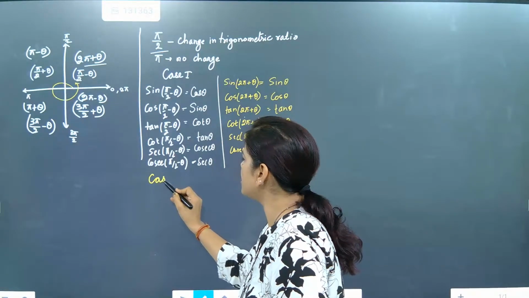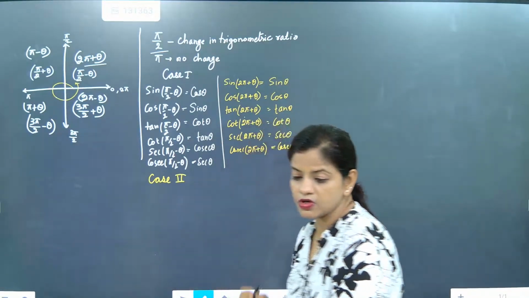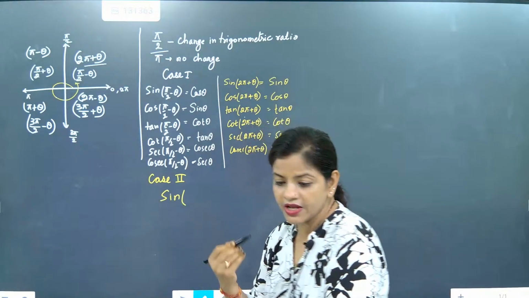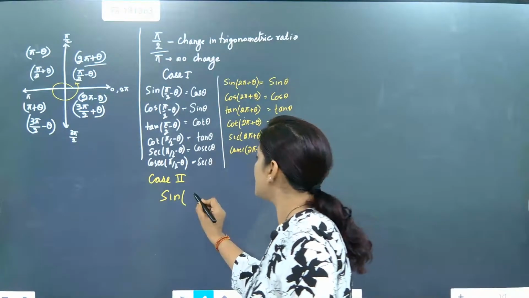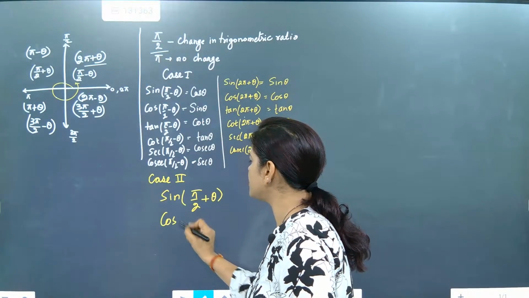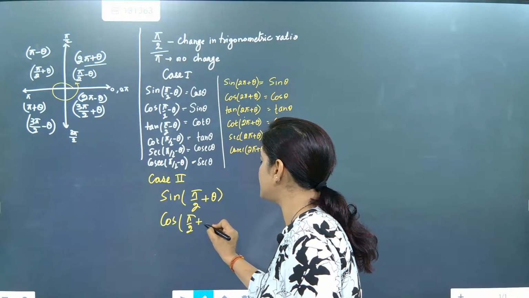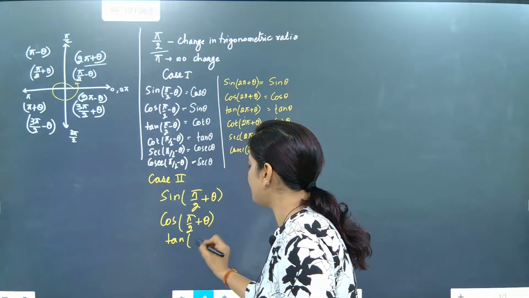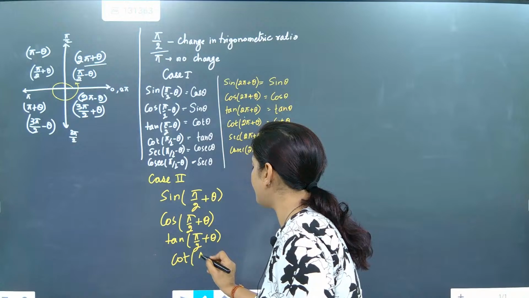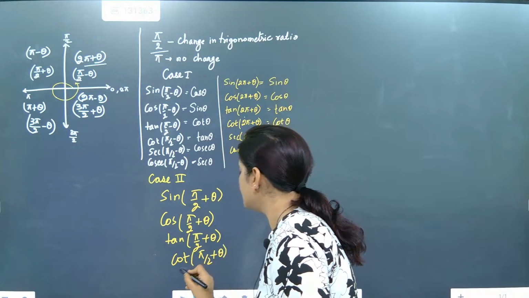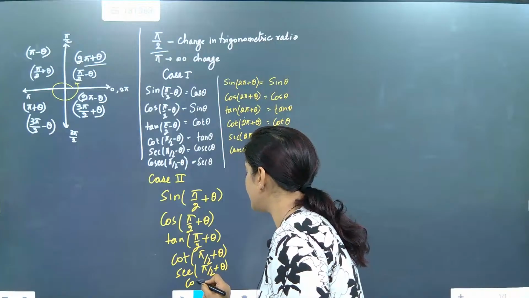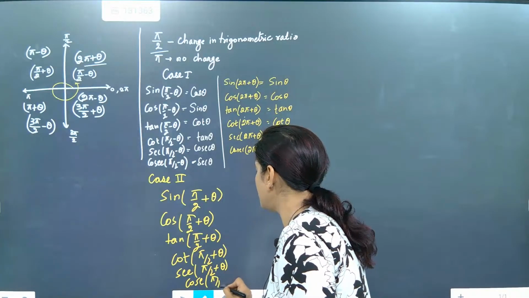When we are going for case 2, we are discussing the second quadrant. In the second quadrant, the 6 trigonometric ratios will encounter which angles? Sine will have pi by 2 plus theta. Cos will also encounter pi by 2 plus theta. Then tan will have pi by 2 plus theta. Cotangent will have pi by 2 plus theta. Secant will have pi by 2 plus theta. Cosecant will have pi by 2 plus theta.